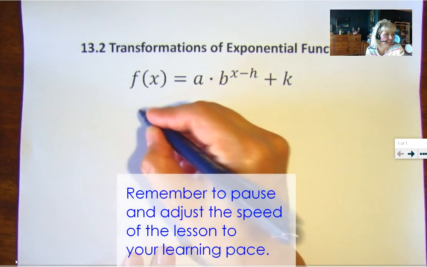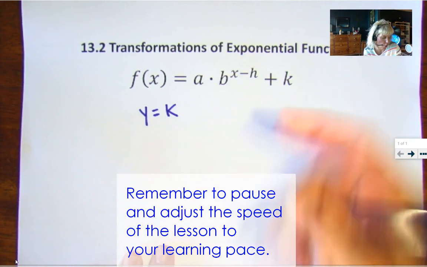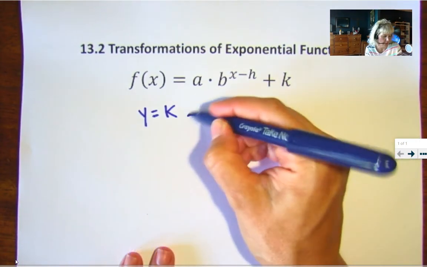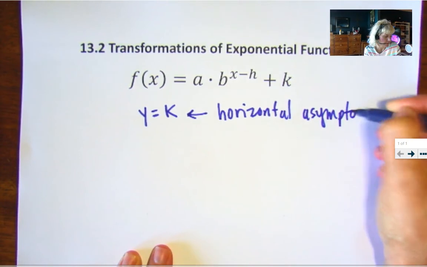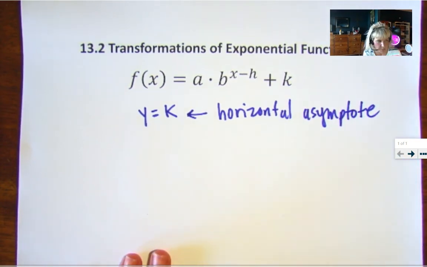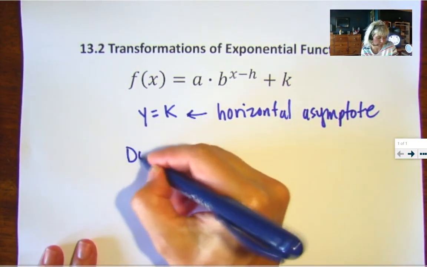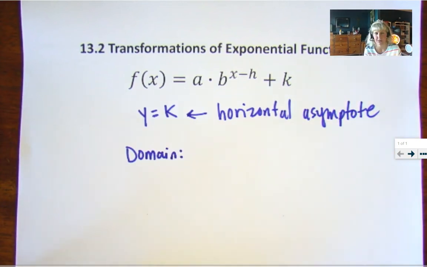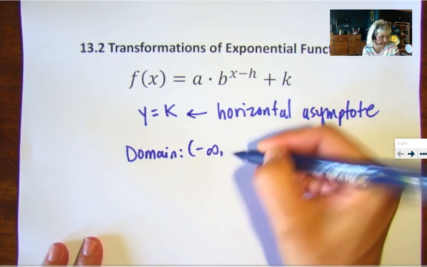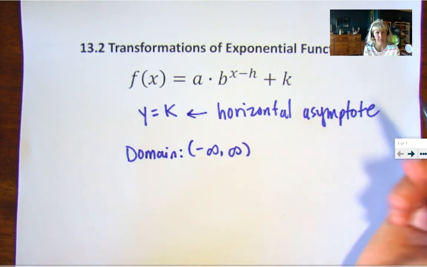So let's talk a little bit more about identifying these transformations. Let's recap what we talked about. First of all, you got a horizontal asymptote, y equals k. And remember, that is a dashed line. Okay, and then next we want to talk about domain. The good thing about domain for these functions, since it goes in both directions, is it's always negative to positive infinity. So that's going to be an easy one to remember.